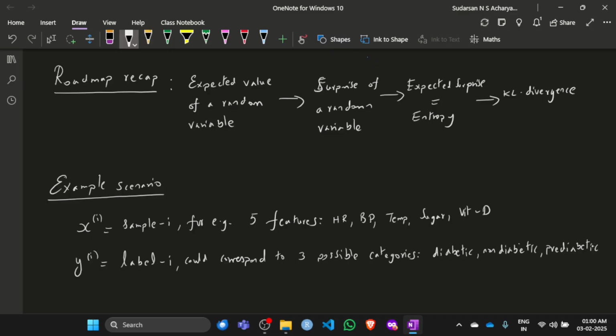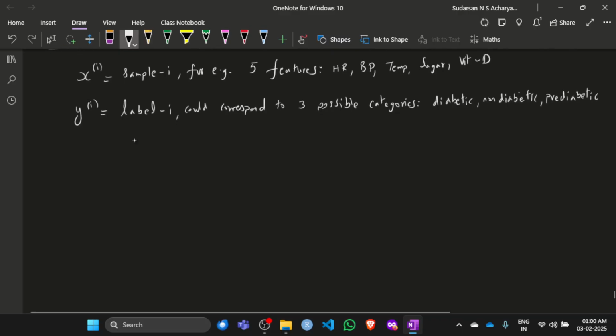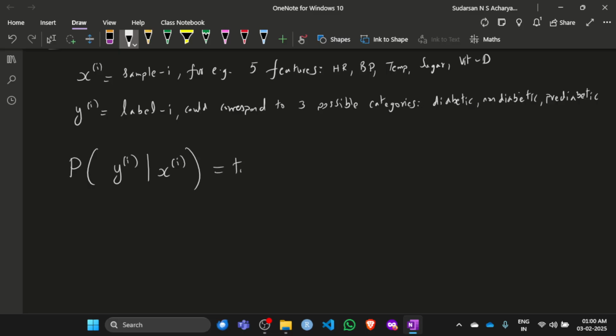So what do we have? Here there is a particular probability: given that I have patient x_i, the label corresponding to the patient is one of those 3 categories. This is the true probability for sample i. Given that I have all those 5 features, for example, heart rate is 74, blood pressure is 128, and so on, what's the probability that this patient belongs to the label y_i? This is the true probability for sample i.